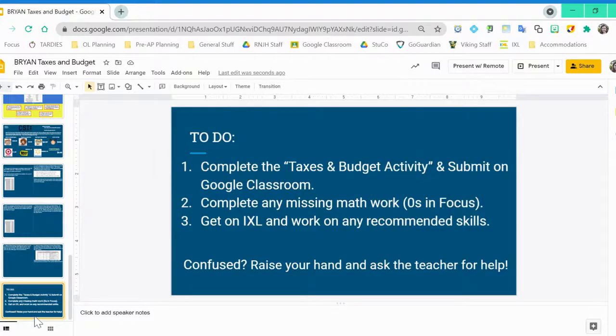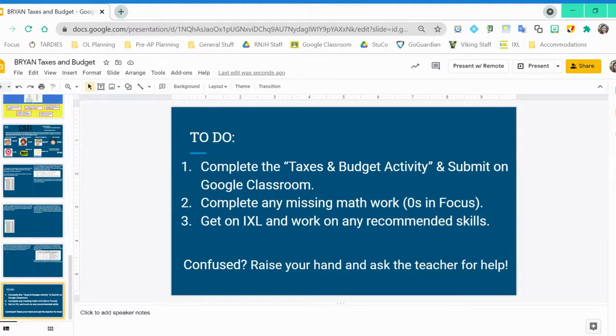So to recap, here's your to-do list. You're going to complete the taxes and budget activity. The true, false, sort, and the CSI are all in the same Google Slides assignment, so it's all in one place. So there's only one thing to open in Google Classroom. Then when you're done with it, submit. Then complete any missing math work. So check those zeros and focus.